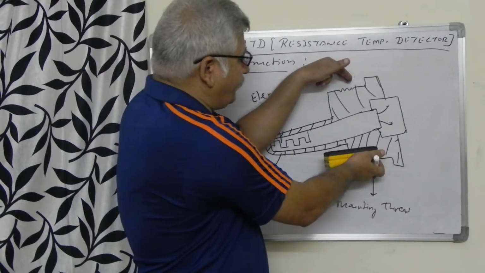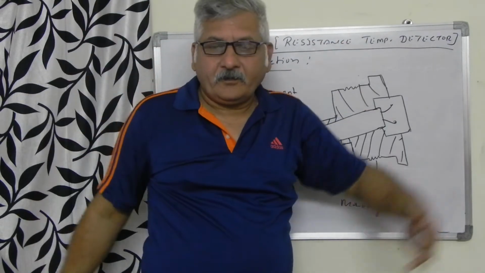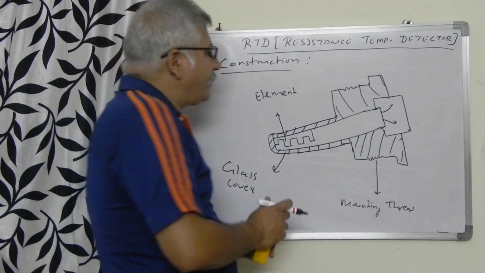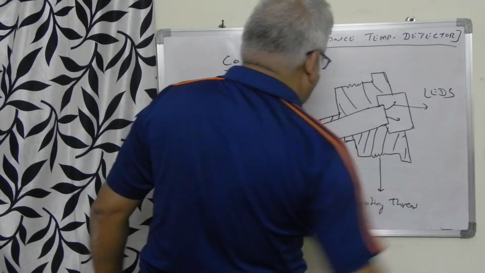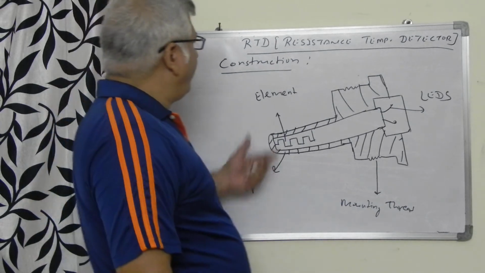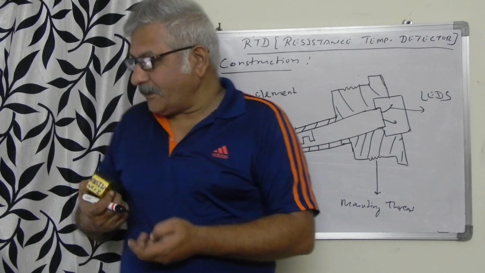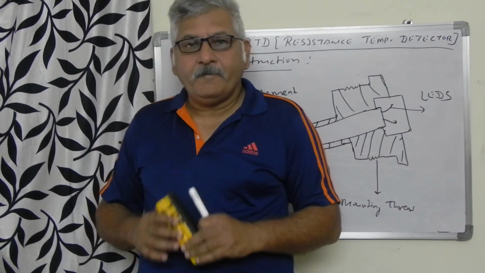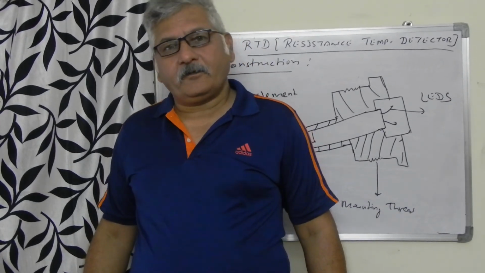On these mounting threads, this device is hung in that atmosphere or that particular place whose temperature we want to measure, and these are the leads. So this is about the construction of this RTD. Now in the next lecture we will discuss the thermocouple, and if time permits then we will discuss the IC based temperature sensors.